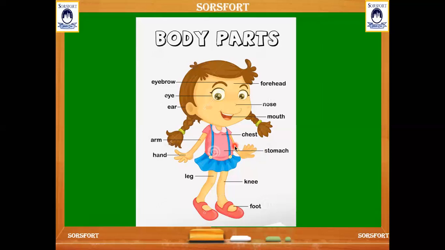How many hands do we have? 2 hands. 1 and 2. Arm, 1 arm, 2 arms. We have 2 arms. And this part we call chest. And this is our neck. Here is the stomach.